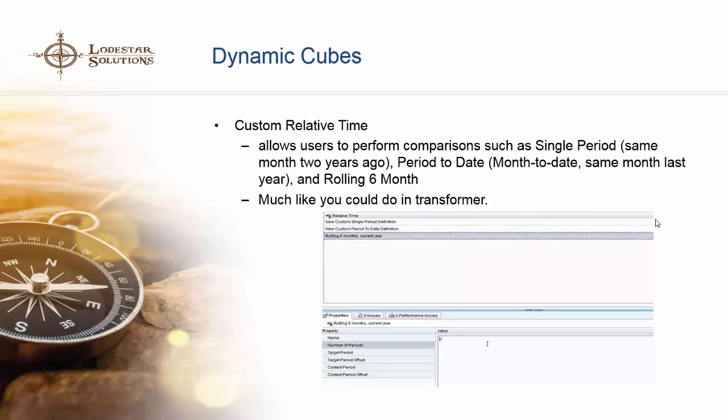So for those of you familiar with it, you were able to build custom relative time pretty easily. So if you needed a month over month, quarter over quarter, trailing 12 over trailing 12, whatever it might be, you could do that really, really quickly and easily. Great news on this is that now you can do the same things relatively quickly in Dynamic Cubes. So awesome addition for you Transformer folks. Something that might get you to move to Dynamic Cubes.